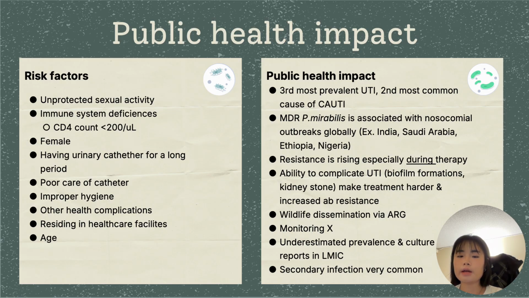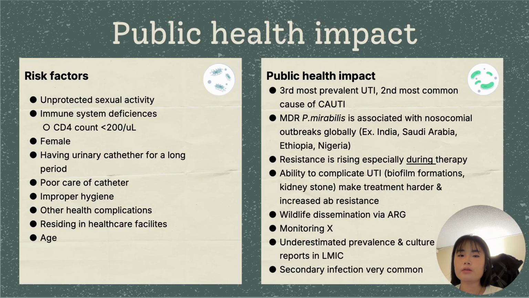And these are some of the public health impact and health concerns. Proteus mirabilis is the third most prevalent UTI and the second most common cause of catheter-associated UTI. Multi-drug resistant Proteus mirabilis is associated with nosocomial outbreaks globally, especially in India, Saudi Arabia, Ethiopia, and Nigeria. Resistance is rising especially during therapy, which is problematic, and bacteria can complicate UTI through biofilm and kidney stone formations, which makes treatment harder, and they increase antibiotic resistance.